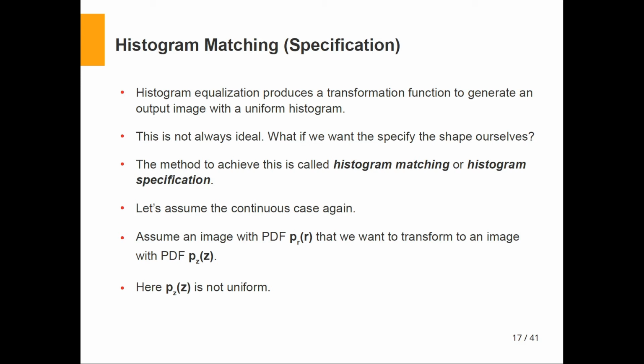Again, let's assume the continuous case first, and then we go to the discrete case. For the continuous case, let's assume that we have an input image with PDF shown as PR of R, that we want to transform to an image with PDF PZ of Z. Here PZ of Z is not uniform.